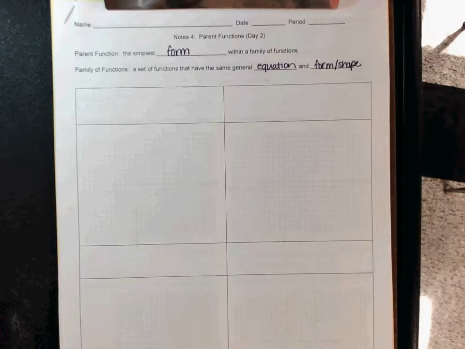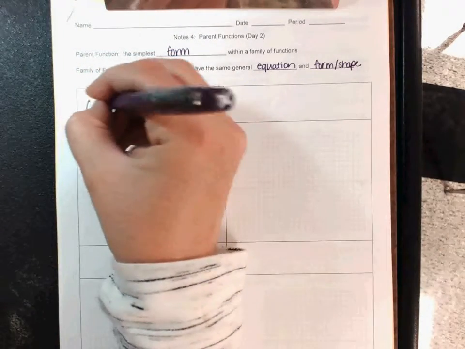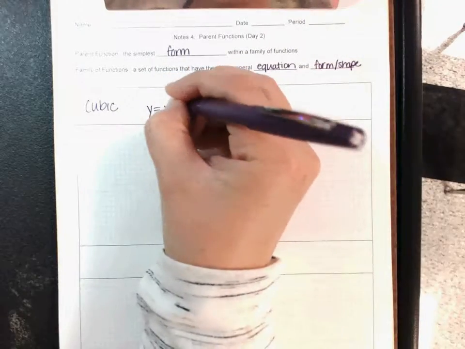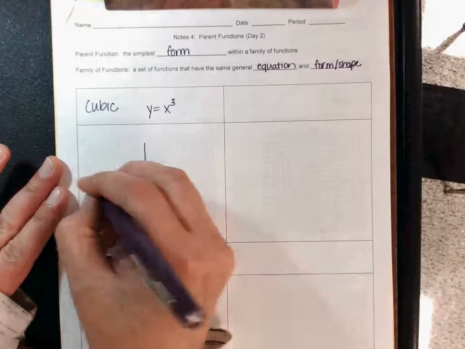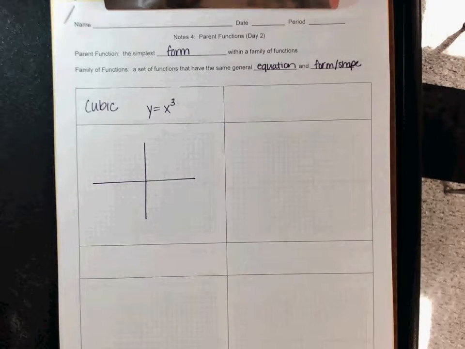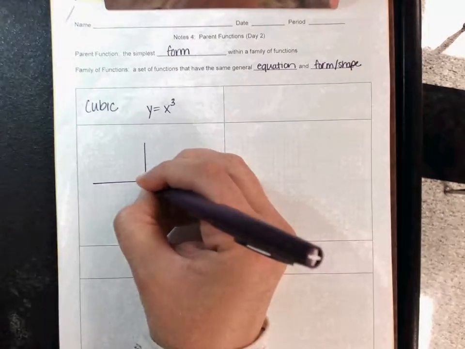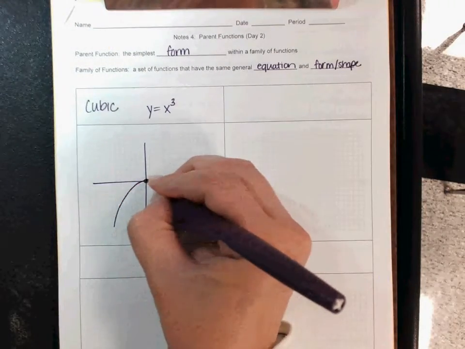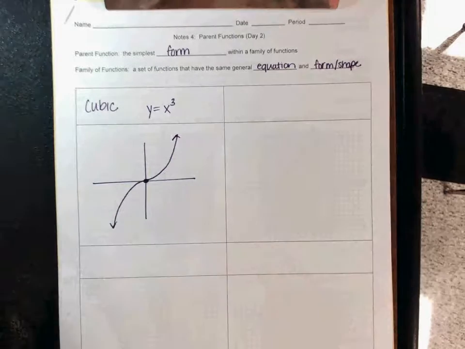So the first one that we're going to add is going to be the cubic function. And that's y equals x cubed. Okay, and if you want to sketch an axis for me here. Okay, where do almost all of my parent functions go through? What point? Okay, the origin, 0, 0. So go ahead and draw a point. This one's going to go through there as well. Okay, and it's going to swivel like that.